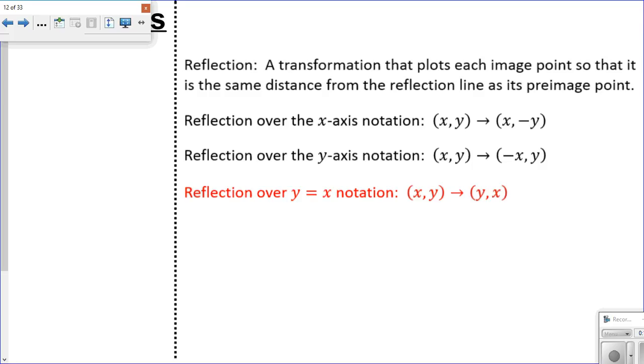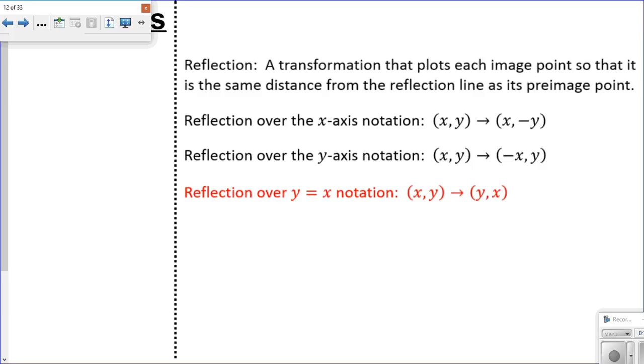That will always happen when you're reflecting. So if you don't like the whole counting diagonal box stuff, then this is the notation. They give you a point, you're just going to switch it around. So what the original y was, that goes first now, and what the original x was, that goes second.